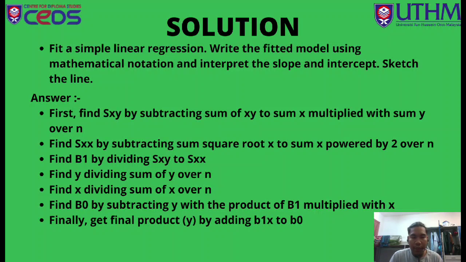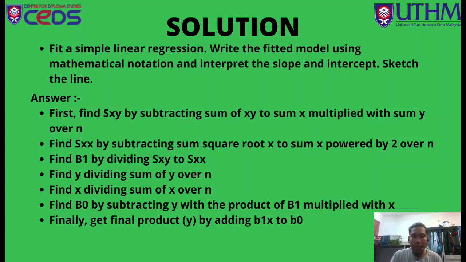Find y-bar by dividing the sum of y over n. We then got y-bar, which is 118, and then find x-bar by dividing the sum of x over n. The value of x-bar is 8.848. Find b0 by subtracting y-bar with the product of b1 multiplied by x-bar. We then acquire the value of b0, which is 92.761.